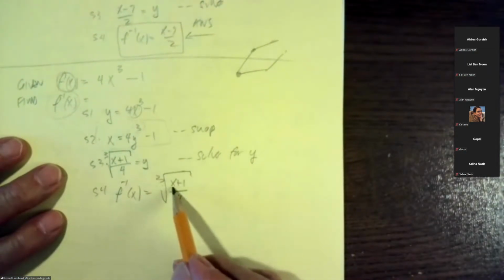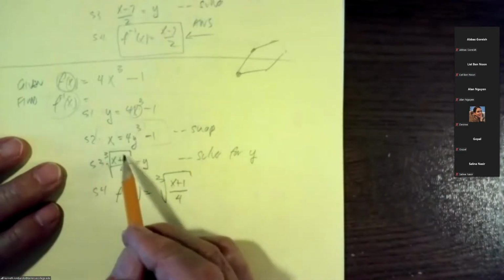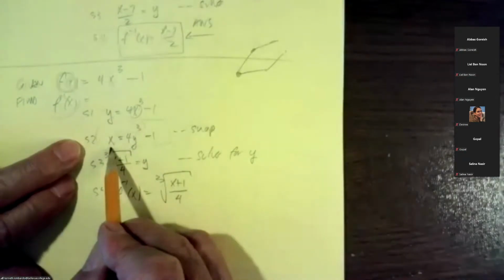Okay, I have a different answer. Different sign. It's x minus 1 instead of x plus 1. All right. Now let's take it through step by step. Did you agree with step 1? Yes. Okay. You agree with step 2?